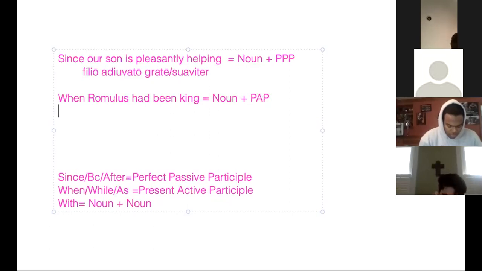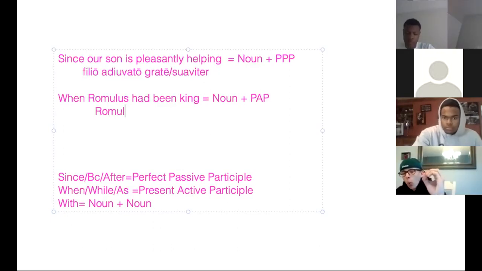All right, so this one is the noun with a present active participle. What's our noun? Romulus. Good. So I just got to put it into that what case? Ablative. Good. So what's the ending there? Romulo. Good. Romulo, and then king.